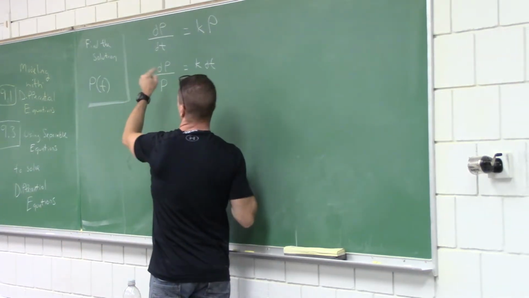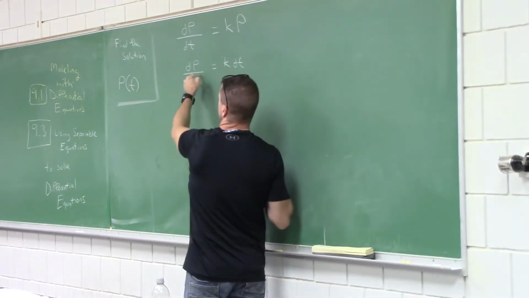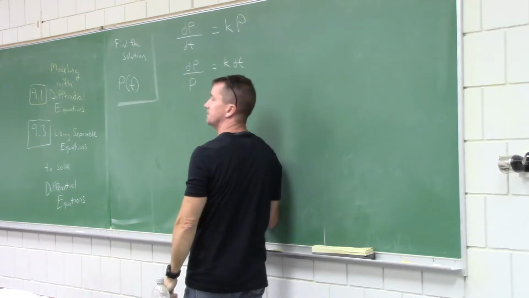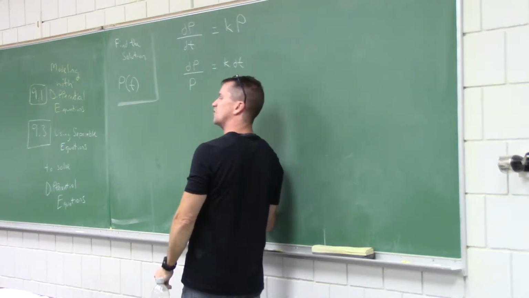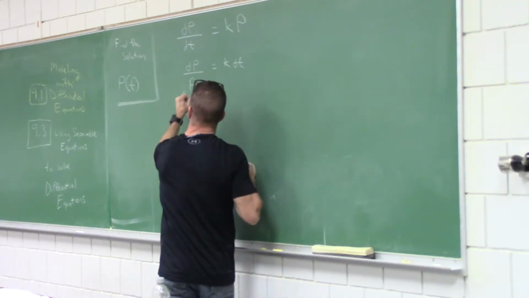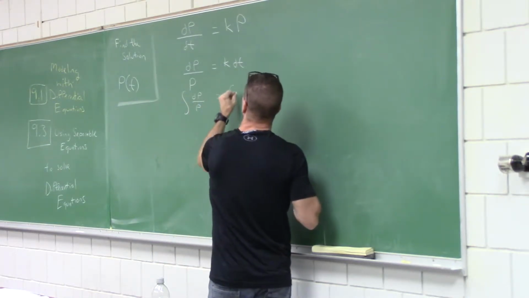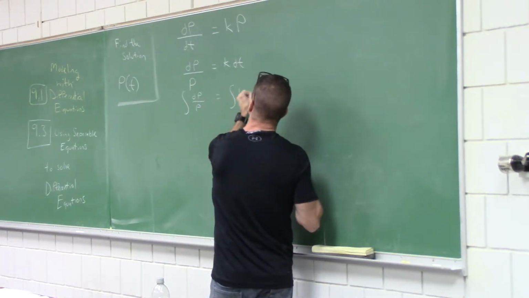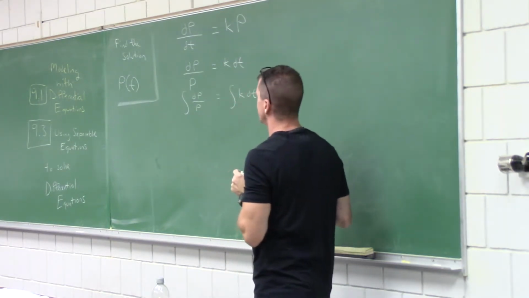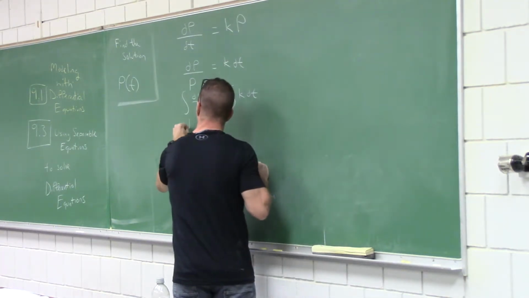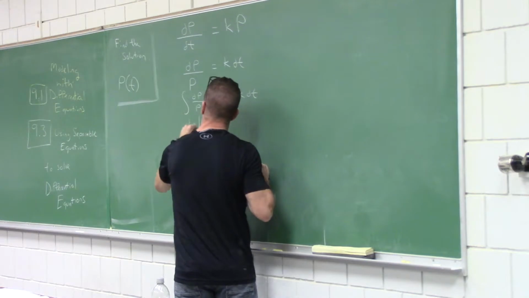All right, you ready to integrate? We're going to integrate the left and integrate the right. Let's integrate the left with respect to p. What's the integral of 1 over p? Natural log of p. What's the integral of k, a constant, with respect to t? kt. So natural log of p, I have to put the absolute value first.